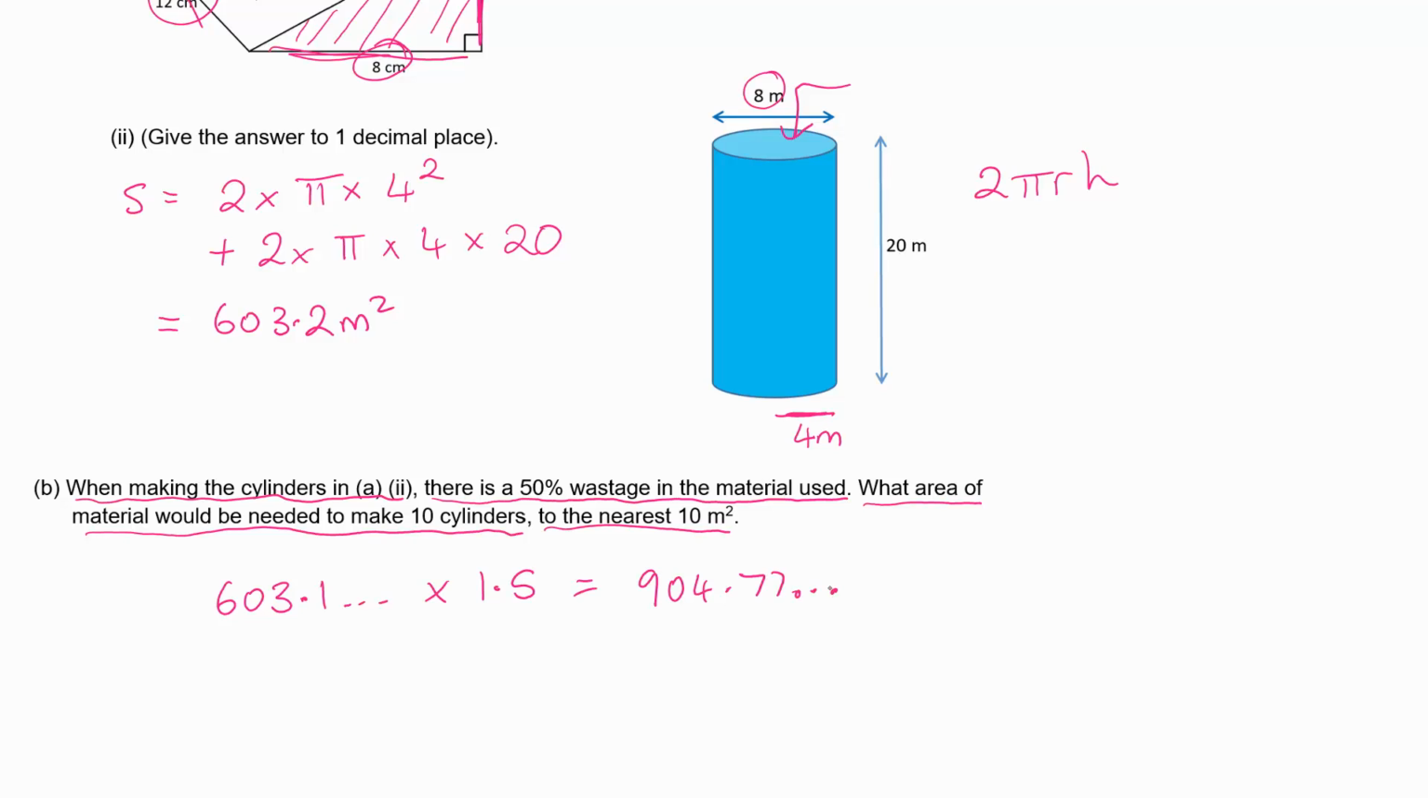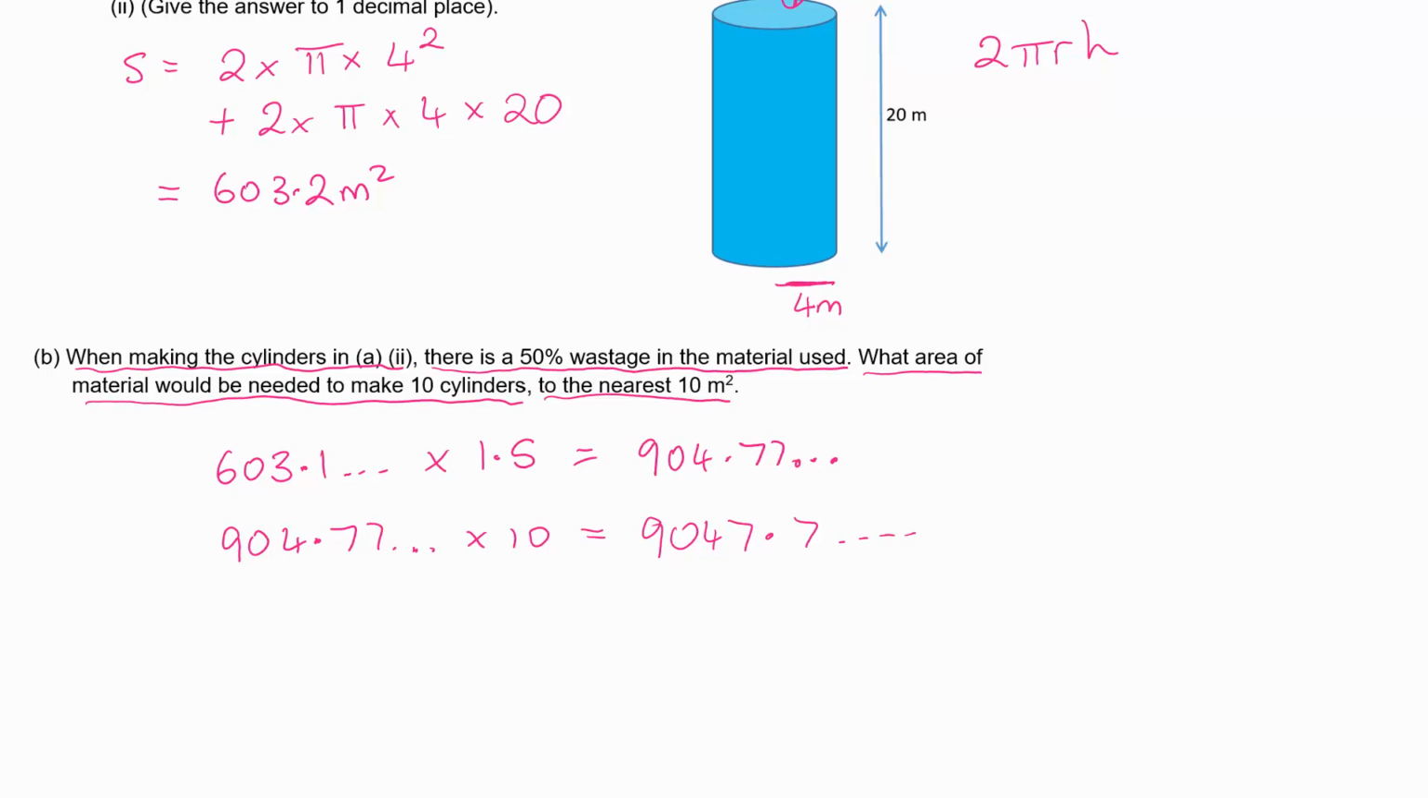Now, if we want to make 10 of them, we're just going to do that 904.77 and so on, and we're going to multiply that by 10. So that is going to be 9047.7 and so on. So to the nearest 10 square meters, that's going to be 9050 square meters.